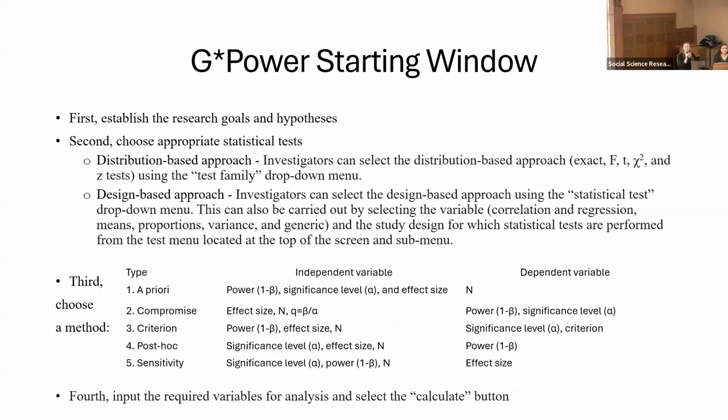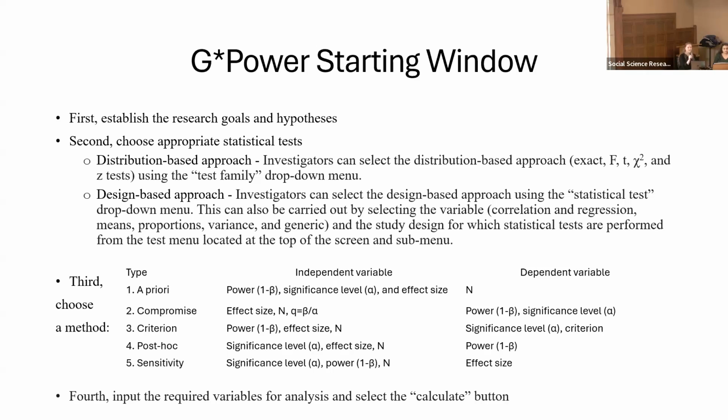This is a slide that is a resource for you to come back to. This is not something that I'm going to be going through word for word, but overall, this is telling you that as you are using G-Power, you want to think about your research goals. Is this a priori? Is this post hoc? Think about how you're approaching the statistical test that you're choosing. The main thing I want you to take away from this slide is that you can approach this either using a distribution-based method or using a design-based approach.